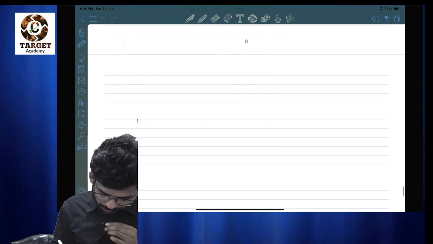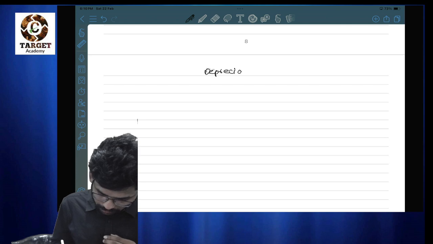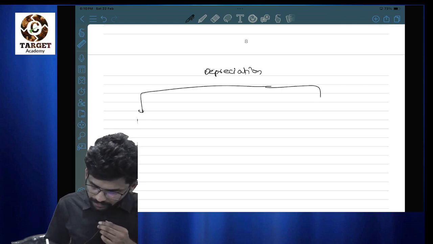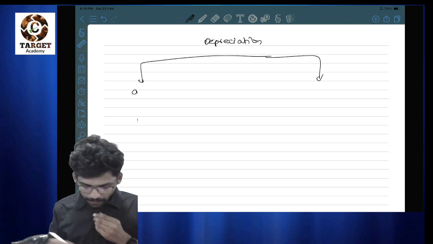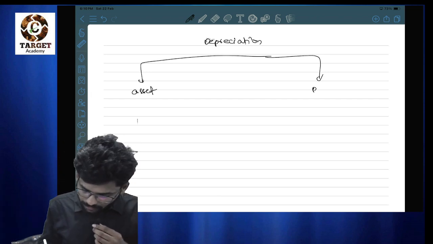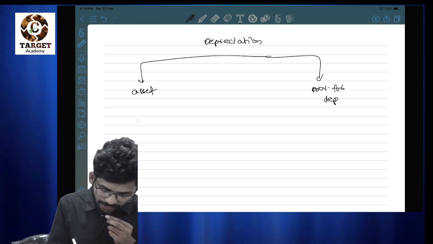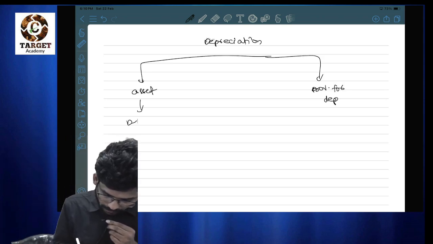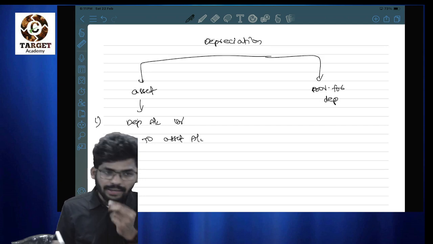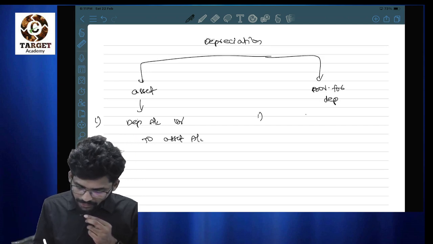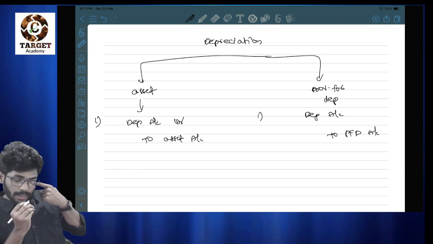Suppose example, in case of depreciation, how many methods? Two methods, right? First method, asset method. Second one, provision for depreciation method. In case of the asset method, depreciation will be charged to the asset. So what is the entry? Depreciation to asset account. Is that clear? In case of provision for depreciation, depreciation to provision for depreciation account.